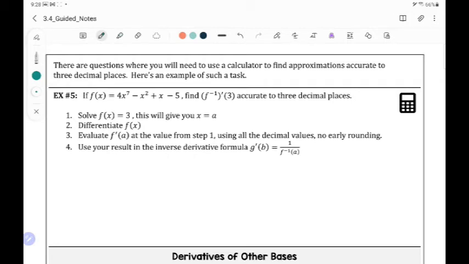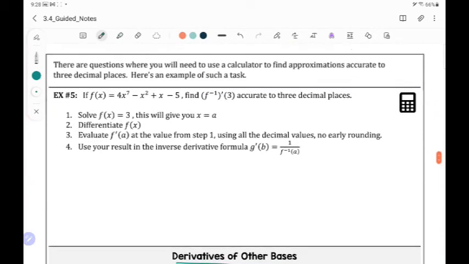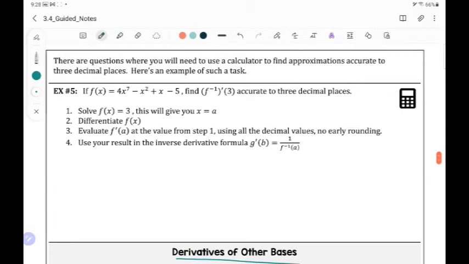We're suddenly going to start moving away, and I'm sorry, that's not true. I'm talking about this one, the next step, derivatives of other bases. So example number 5, we're still on the same topic, but we actually have a calculator image, which means a calculator will be helpful in this problem.